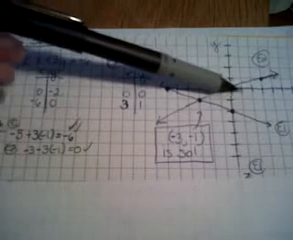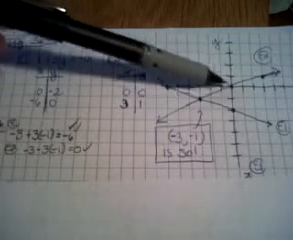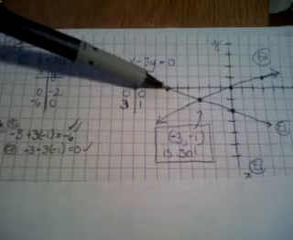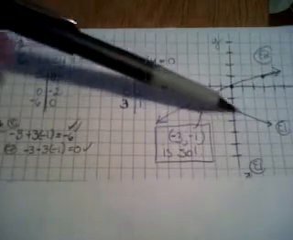Then I'll come over to my graph and I will plot those points. So here is where x is 0, y is negative 2. Here is y is 0, x is negative 6. Those are my x and y intercepts. And I graph them and I label my equation.